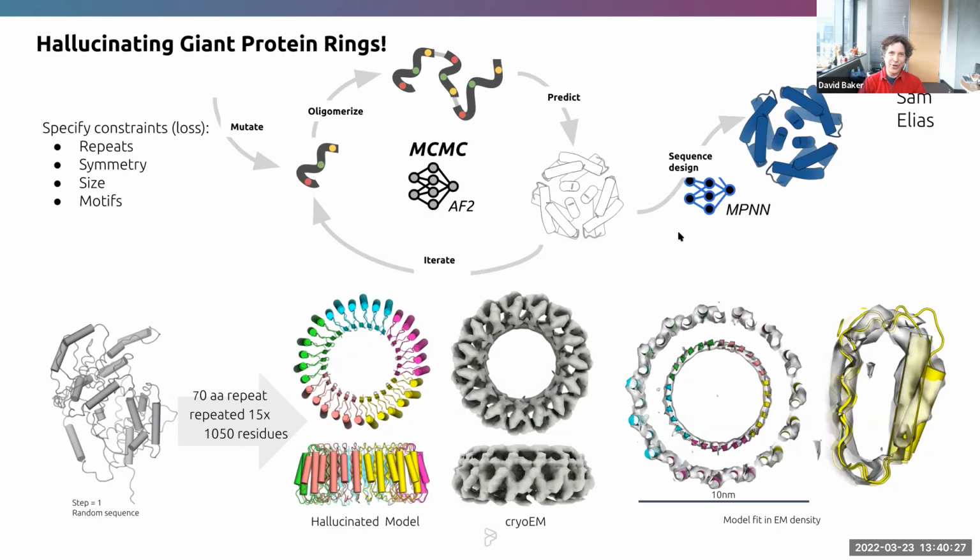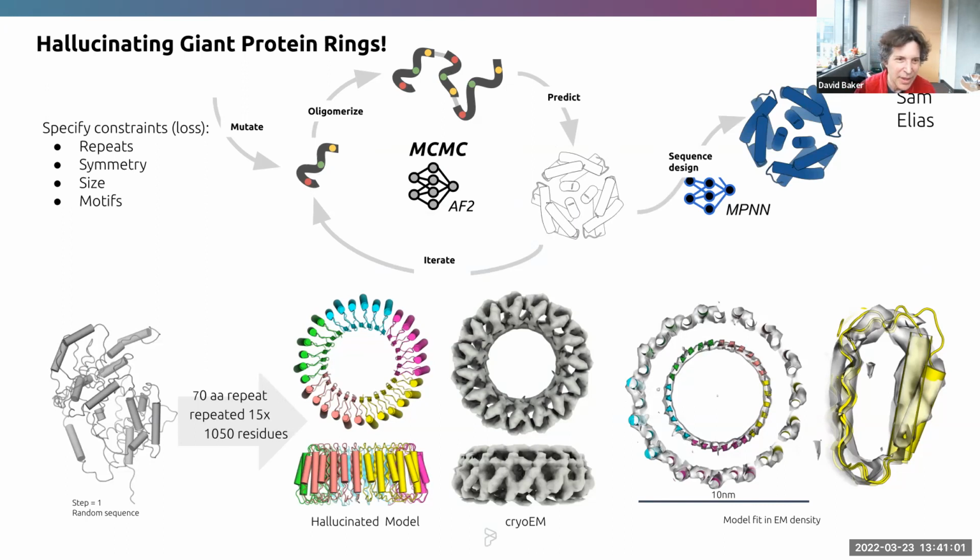To show you how far things have come, this was a rotation project starting in January of this year, so I guess 3 months ago. In this case, 2 rotation students, Sam and Elias, were charged with the problem of doing this hallucination, but rather than just randomly generating a sequence, after randomly generating it, tandemly repeating it, in this case 15 times, and then predicting the structure and optimizing just that one repeat unit and propagating the changes all the way along.